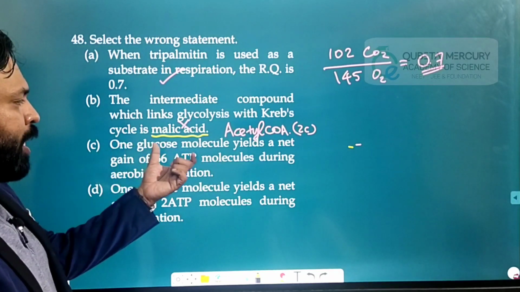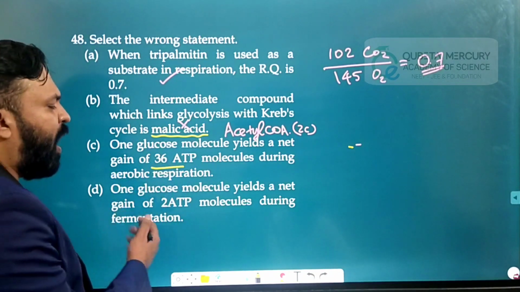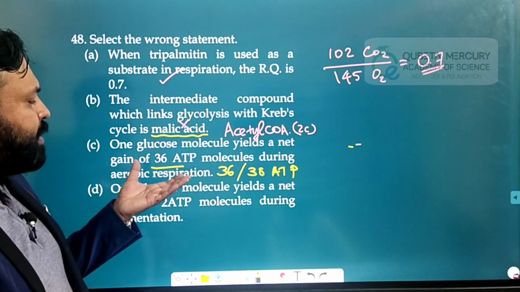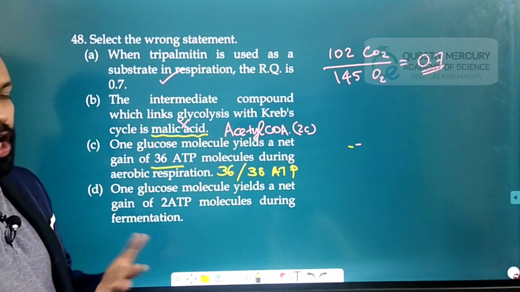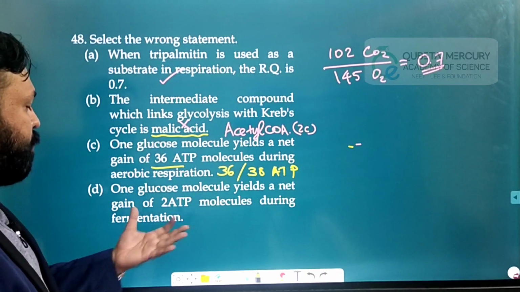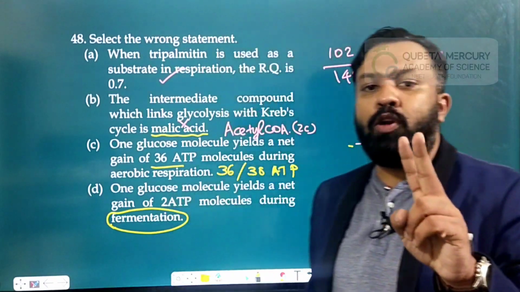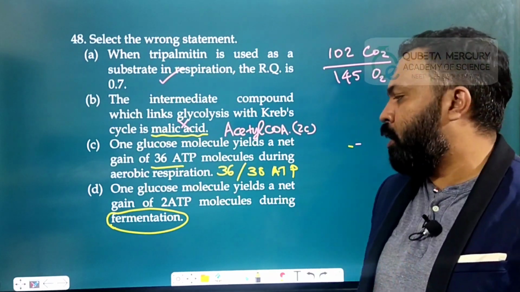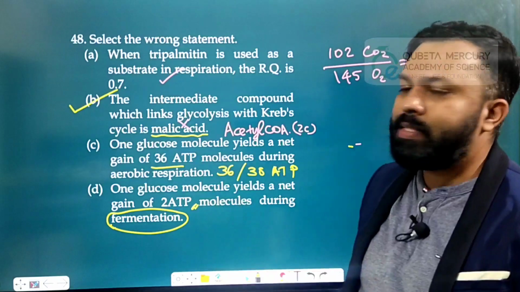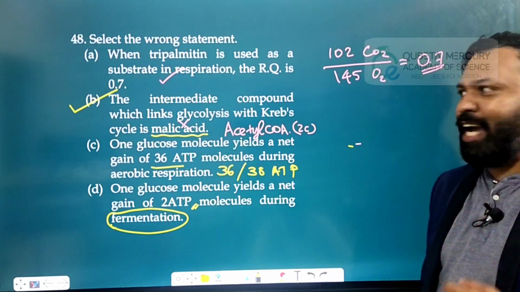C. One glucose molecule yields a net gain of 36 ATP molecules during aerobic respiration. Either 36 or 38 ATP can be produced based upon the conditions. Based on our NCERT statements, especially the old NCERT, this statement is okay. And D. One glucose molecule yields a net gain of 2 ATP molecules during fermentation. Yes, fermentation is anaerobic respiration, the partial oxidation of glucose that will release just less than 7% of energy from a glucose, that will be 2 ATP alone. So the wrong statement is option B only, because the linking molecule between glycolysis and Krebs cycle is not malic acid, instead it is acetyl coenzyme A.